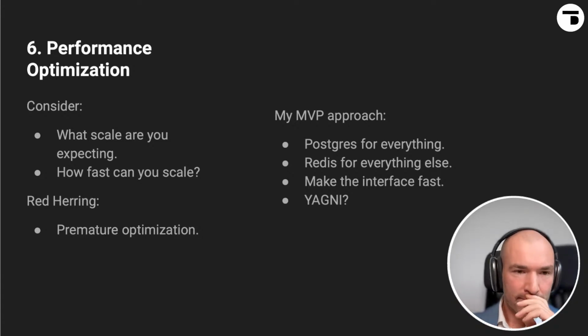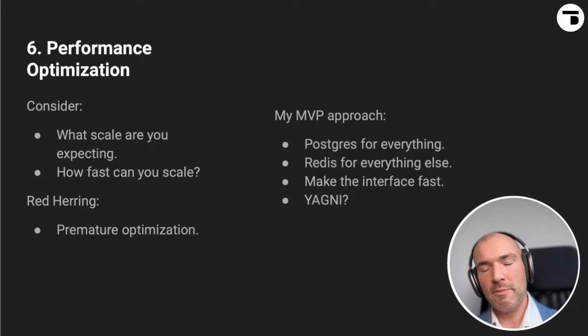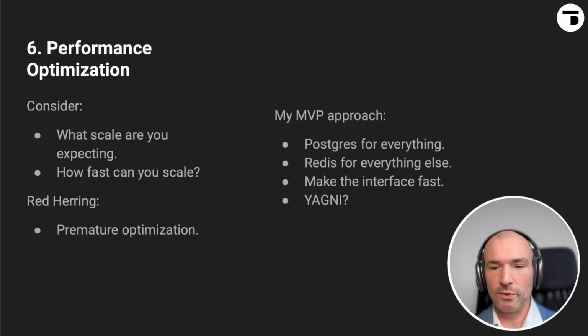Here, again, it's important to be as lean as possible. So how I usually do it: just Postgres for everything, Redis for everything else, and make the interface itself fast, because you probably ain't gonna need that much performance that soon. So you should ask yourself, what scale am I realistically expecting, and how fast can I scale?